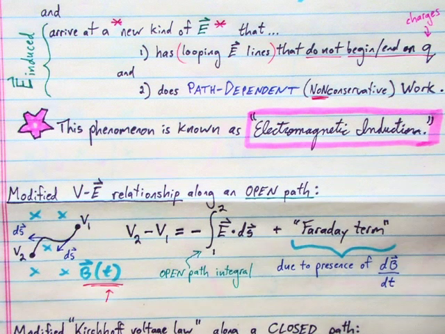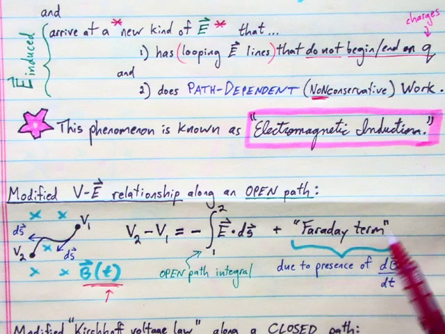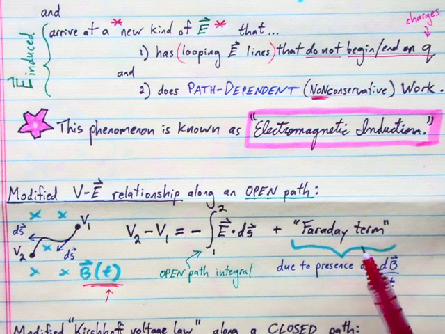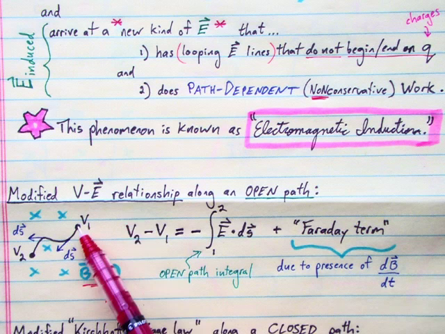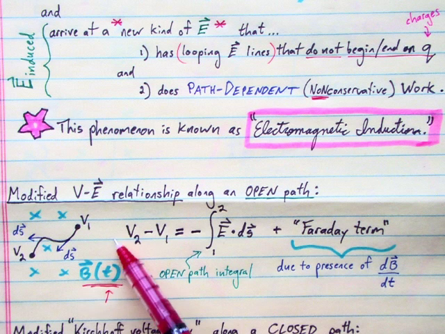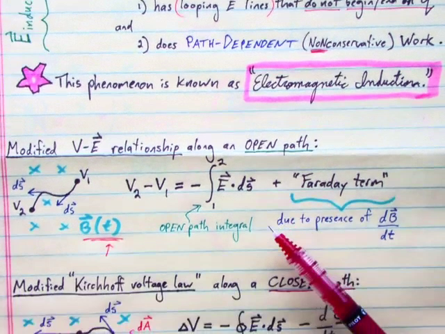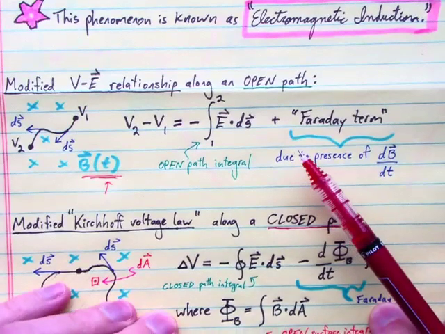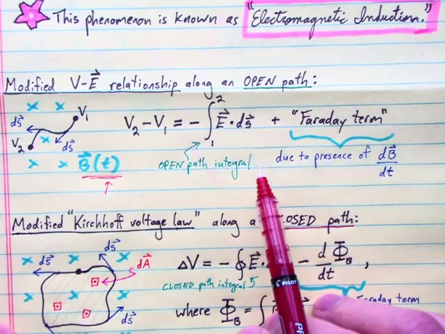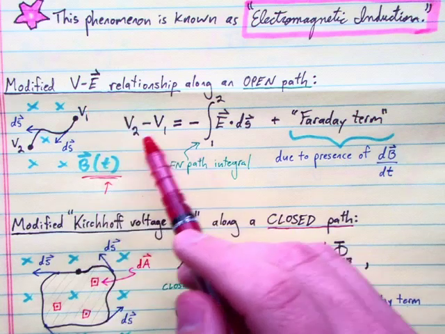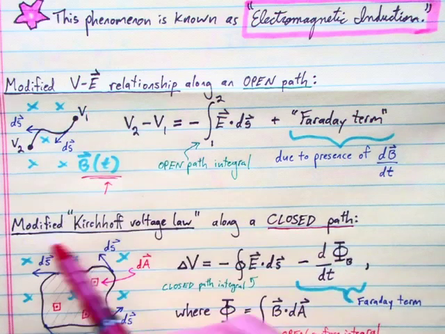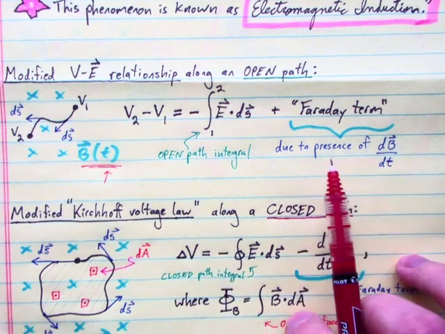But we can write down an exact expression here if instead of considering an open path from here to there, we consider a closed path instead that loops around and returns back to where it started. And in that case, we might consider this potential field relationship along a closed path. We might really consider that to be what we've been calling Kirchhoff's voltage law.